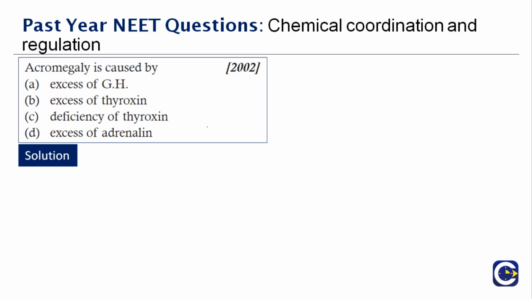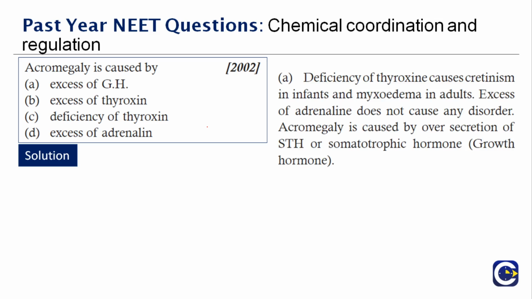So now you will know what the answer is. The right answer is because of the excess of growth hormone which is released in the body, and mostly this is seen in adults, middle-aged adults. Therefore, the right answer is option A.